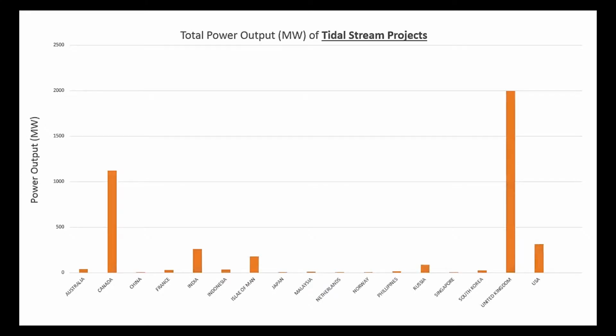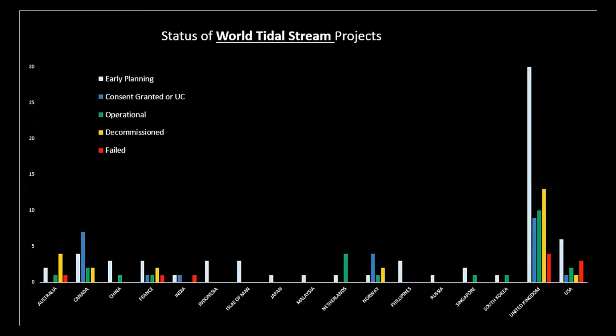If you look at the power output of these projects, then you can see that a lot of these small players have really just put in like tiny turbines, sort of concept devices, really small scale. I've taken the Barrages and the Lagoons off this graph because if you put those in the UK, it's got 18 gigawatts of power and you can't see anything else. And yeah, Canada's really got some big projects on the cards.